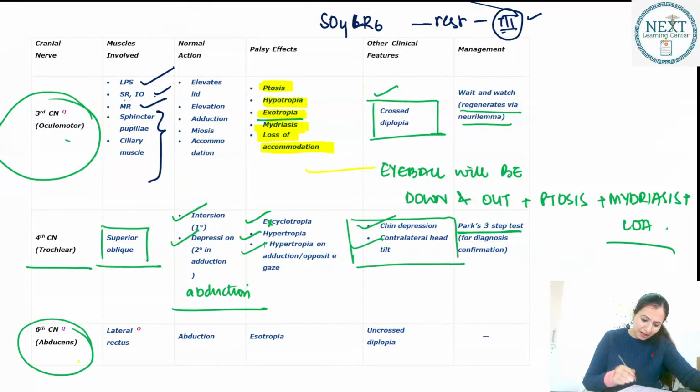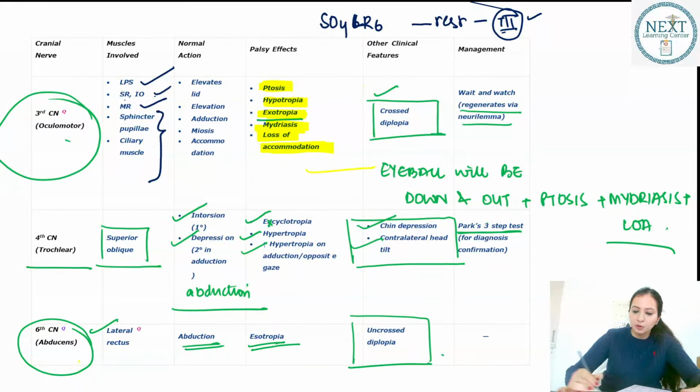Sixth cranial nerve will supply your lateral rectus, which is responsible for abduction. So whenever it is paralyzed, it will lead to esotropia. We know that esotropia on Maddox rod will present as uncrossed diplopia. So this is another important slide for your exam.